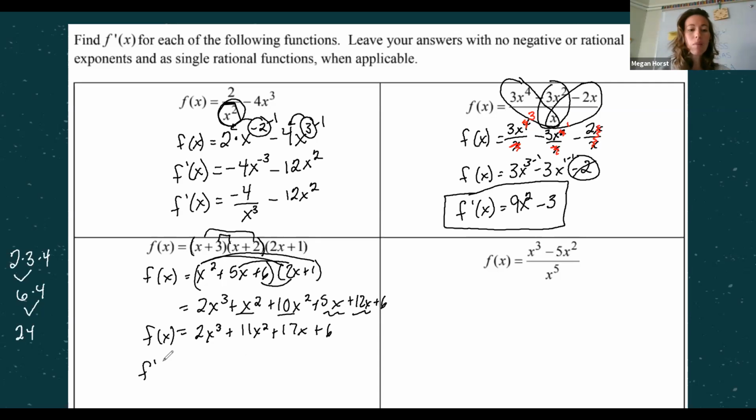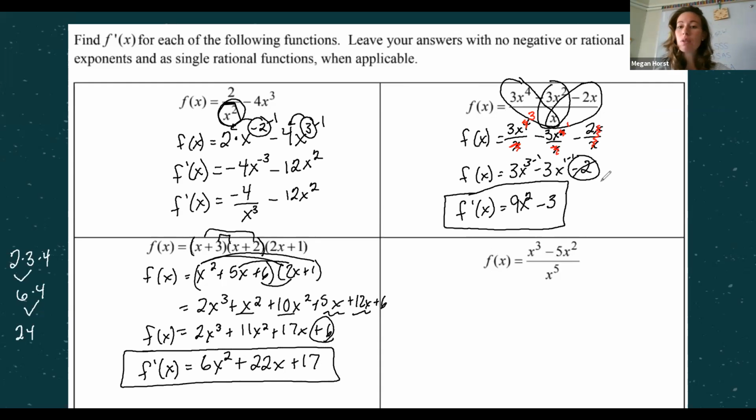So now that I have that all multiplied out, I can take the derivative. So f prime of x, which is another way of saying the derivative of f of x, is going to be 6x squared plus 22x plus 17. And this derivative of 6 is just 0, so that's the end.